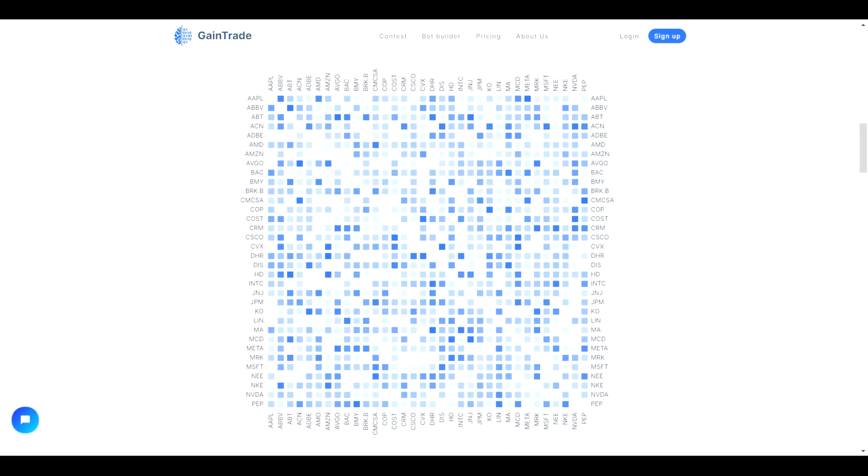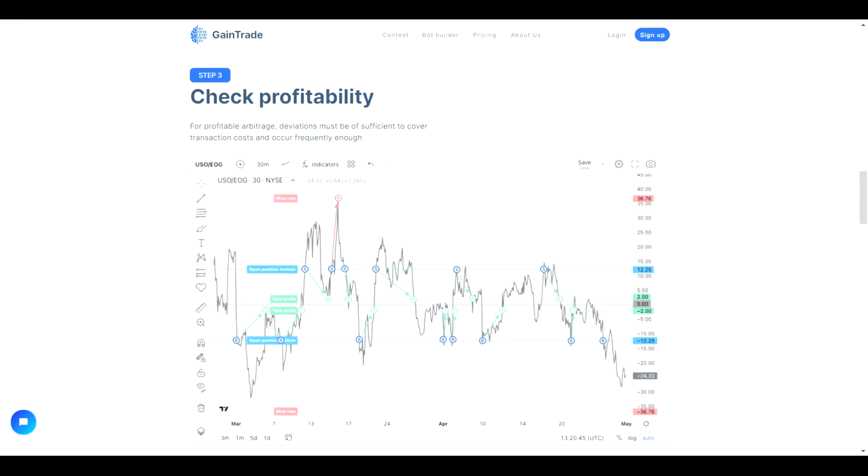As well, GainTrade utilizes their AI bot to help you find the best stock and ETF pairs to trade based on their historical correlations. The third step is to check for profitability. Once you run the program, the bot will automatically identify the prices where it will open trade positions for you along with stop loss and take profit orders.